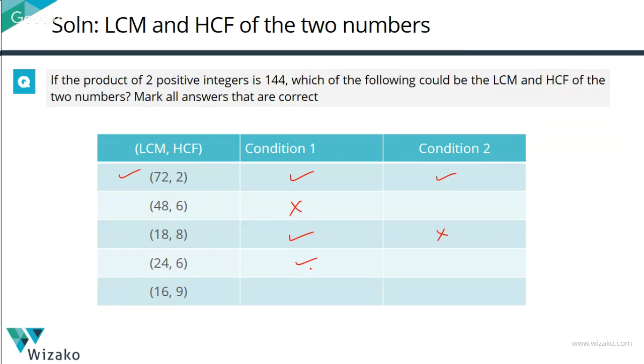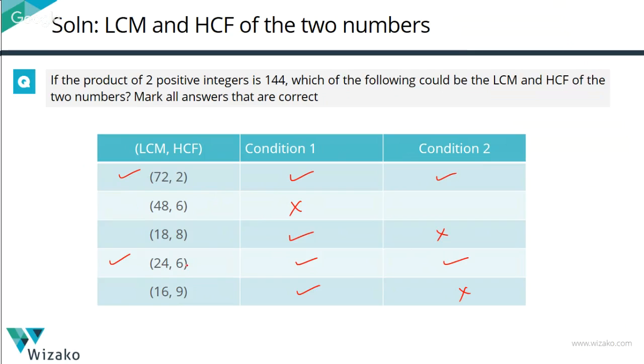24 and 6, product 144. Is 6 a factor of 24? Certainly yes. 16 and 9, product 144, passes this test. Is 9 a factor of 16? No. So the pairs that will work are basically 72 and 2, and 24 and 6.